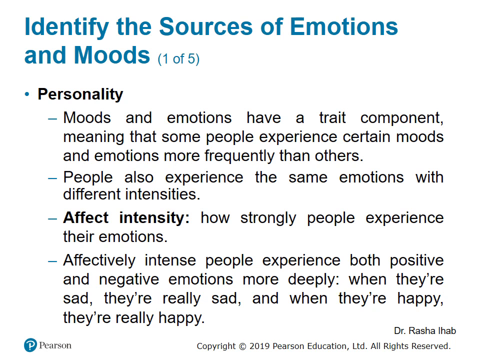First is the personality. Moods and emotions have a characteristic component, meaning that it's according to the personality. Some people experience certain moods and emotions more frequently than others. It's according to your personality. I am a sensitive person. I express my emotions and moods more than you. Another person is not sensitive. They don't show their feelings. They don't show their emotions. So it's about the personality. Okay?